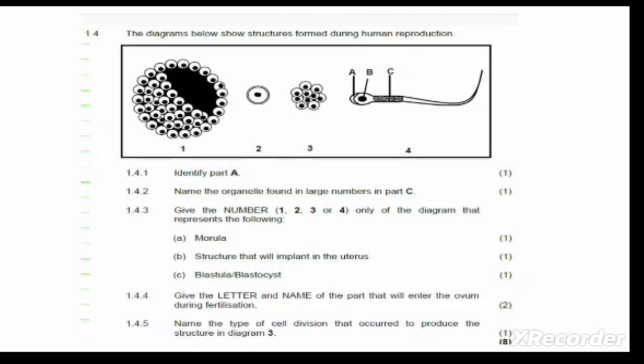The last question says, name the type of cell division that occurred to produce diagram 3. A zygote undergoes mitosis to form a solid ball of cells, which is morula. So the answer is mitosis.